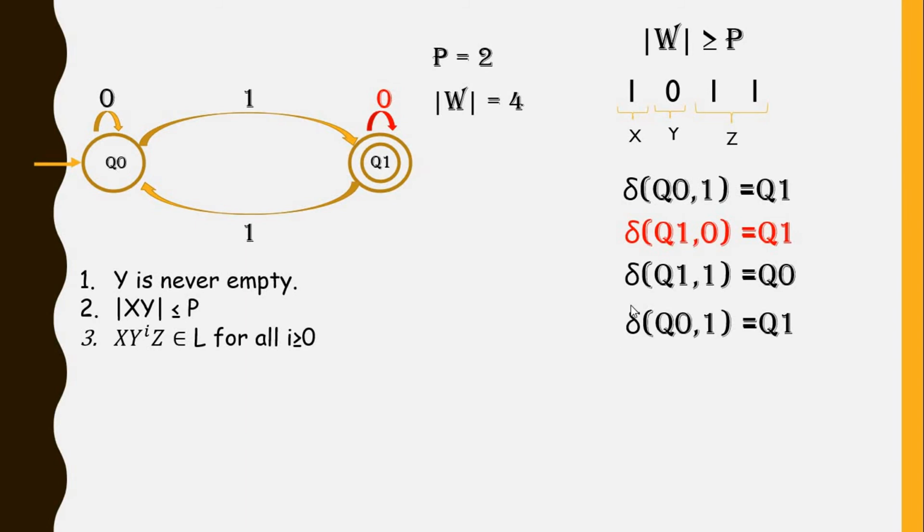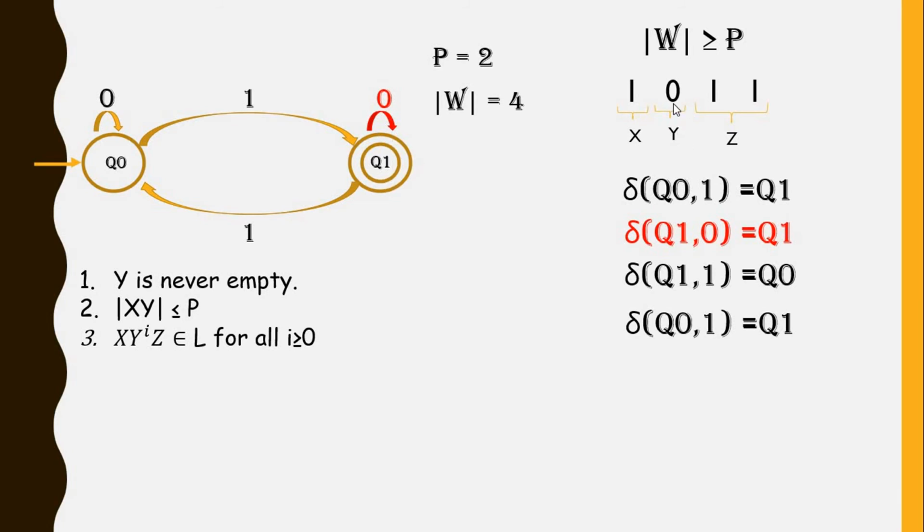Now, you may say, hey Franz, I can get a bunch of zeros here in the Y part and still be in the language and break this condition, the second condition. You get a bunch of zeros here in the Y part and you make the length of xy greater than P and you break this condition. Well, that's true, but that's because in this particular example we always hit the same state, which is Q1 in this case.